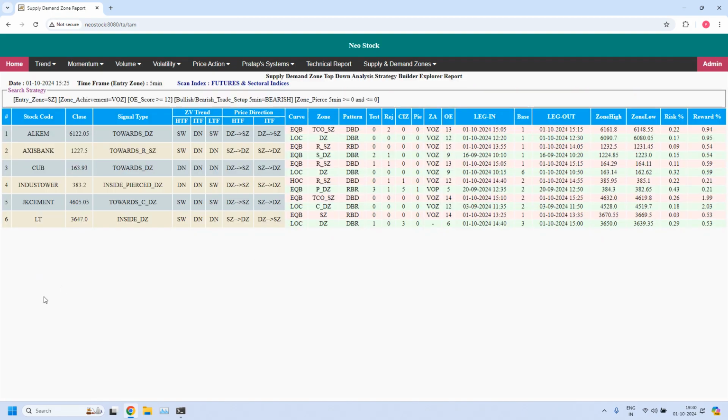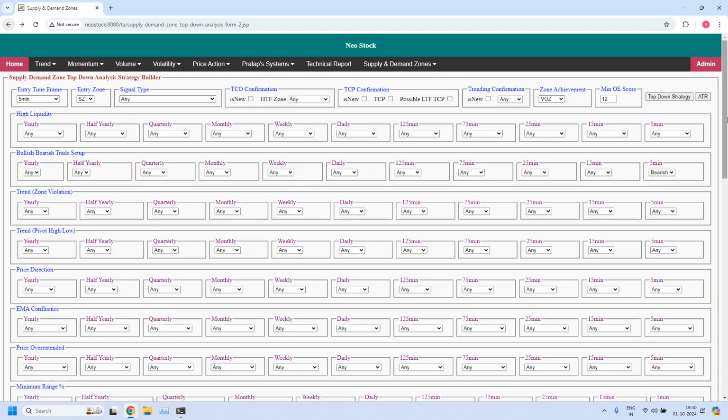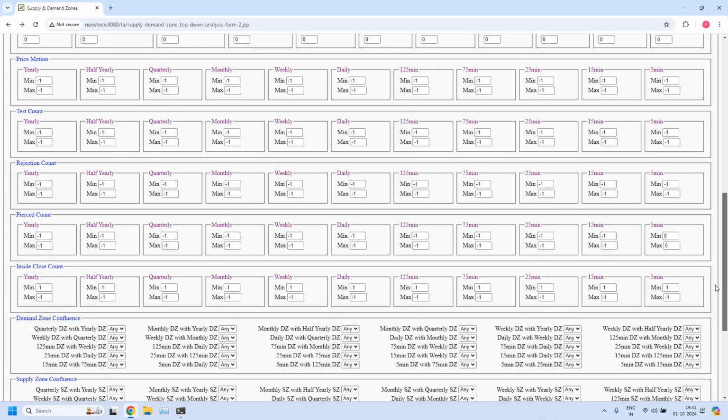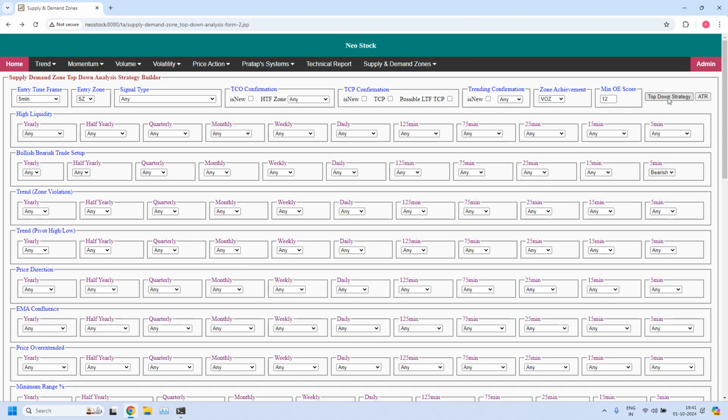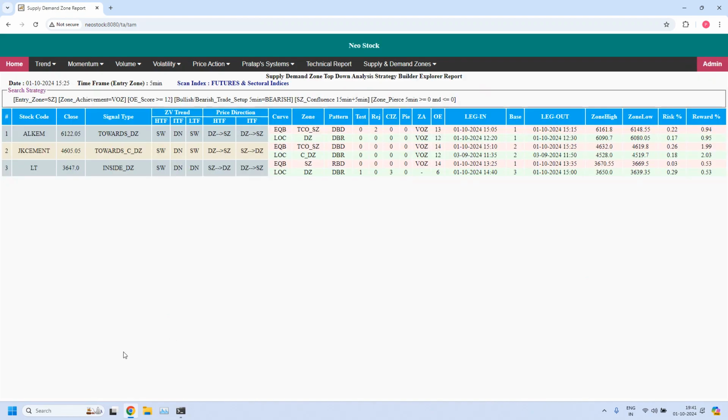All the 3 filters are applied to the 5 minute supply zone. Now let's verify. 6 stocks are filtered. All these 6 stocks are currently supporting bearish trade setup for hourly income trade. That is, entry time frame 5 minutes. Okay, to check the probability, let's verify how many of these stocks are having ITF confluence. That means the 5 minute supply zone should be part of the 15 minute supply zone. So let's filter that. So here we have 5 minute supply zone with 15 minute supply zone. I am enabling the filter. Let's verify. 3 stocks are filtered.